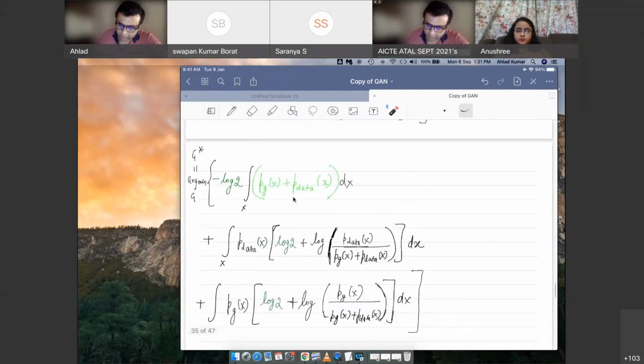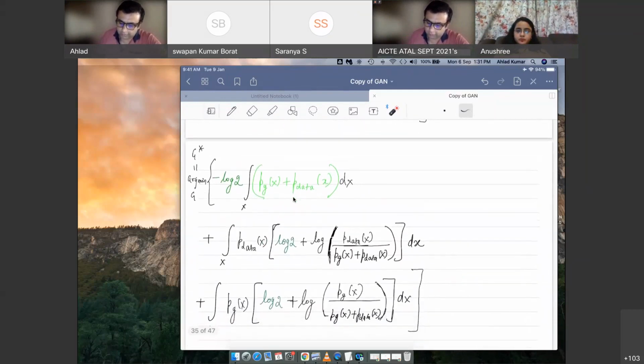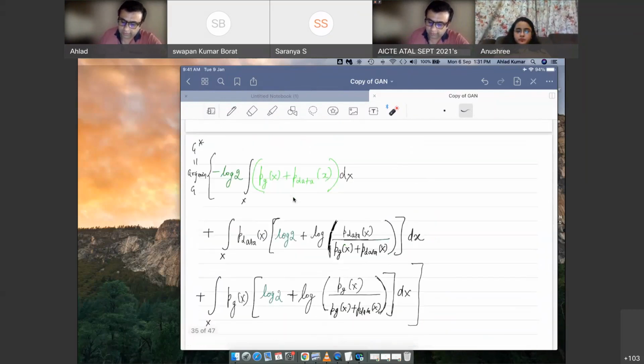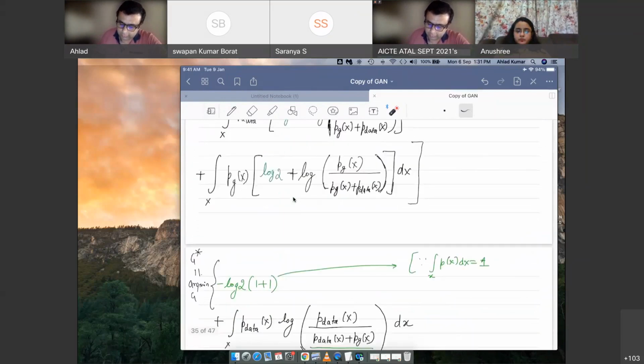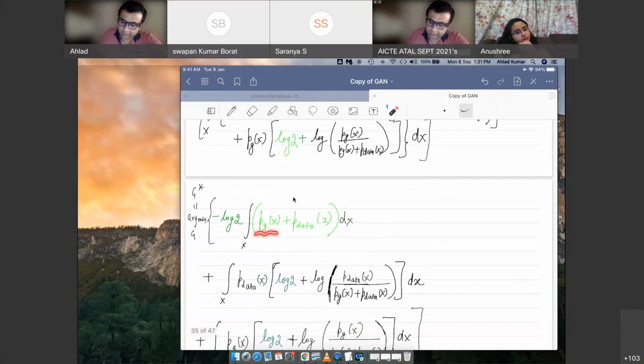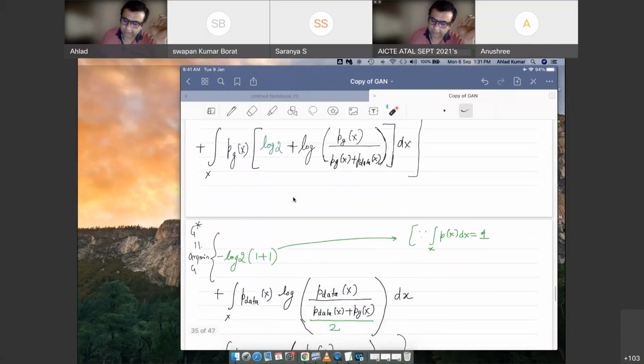Now, once you have this, let us move further. After this, what you will realize is that this thing actually turns out to be 1 plus 1. Why is it 1 plus 1? Because you are actually integrating the whole PDF of PG of x and P data of x. So you know that if you take the complete integration of the density function, these values will come out to be 1. This will also be 1. So it will add up to be 2. So now that's why it is minus 2 log 2.